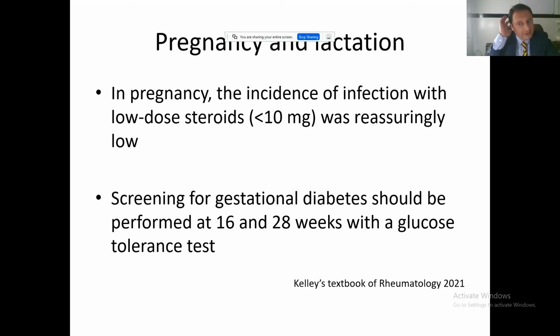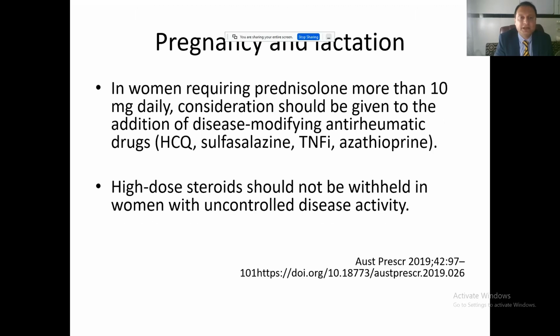In pregnancy, the incidence of infection with doses lower than 10 milligrams is quite reassuring. Screening for gestational diabetes should be done at 16 and 28 weeks, as these medications can cause glucose intolerance and steroid-induced diabetes mellitus if they're used at higher doses, more than 10 milligrams. If the patient is requiring a dose of more than 10 milligrams, then make sure that they are on appropriate disease-modifying drugs, but make sure that those medications are not contraindicated in pregnancy or lactation.